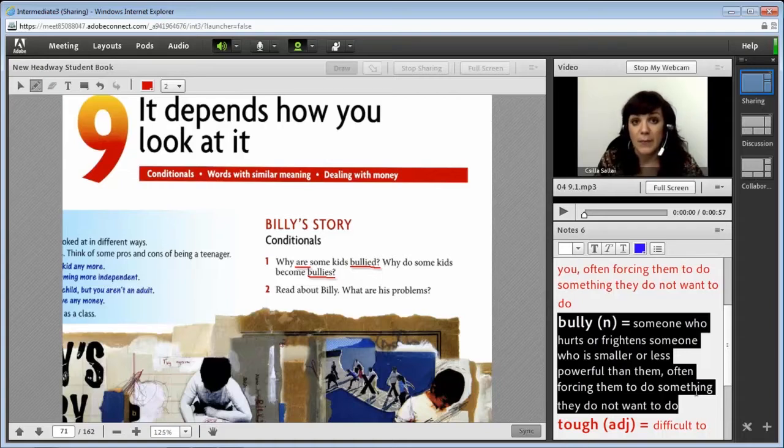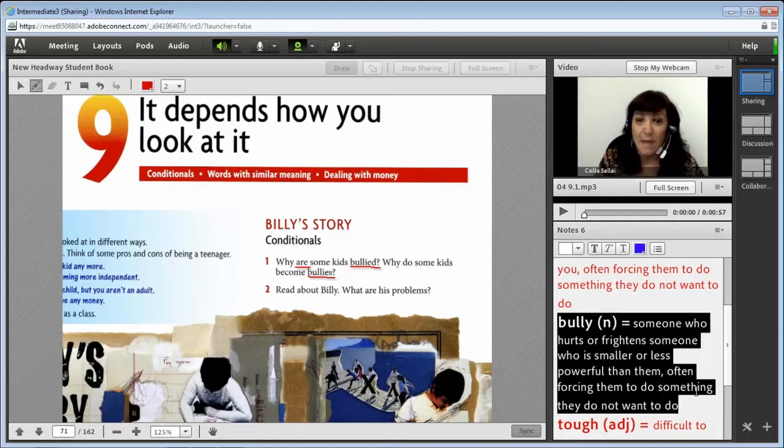So those are the people who we call bullies. I want you to work in pairs. So please, teacher, put the students in pairs and ask these two questions. Why are some kids bullied? In any school, anywhere in the world, why are some kids bullied? And why do some kids become bullies?